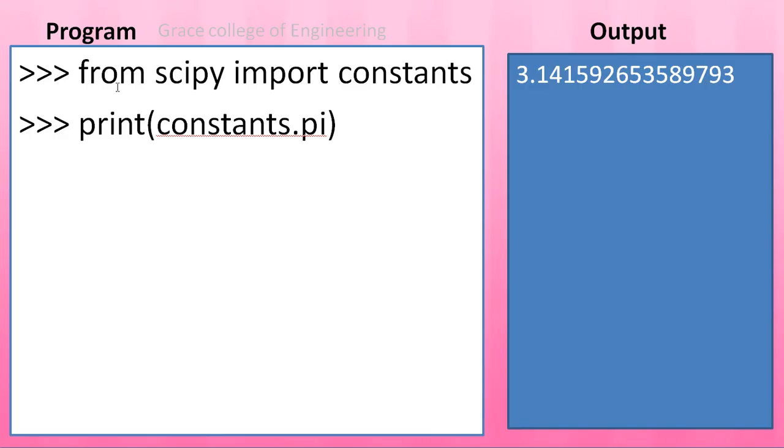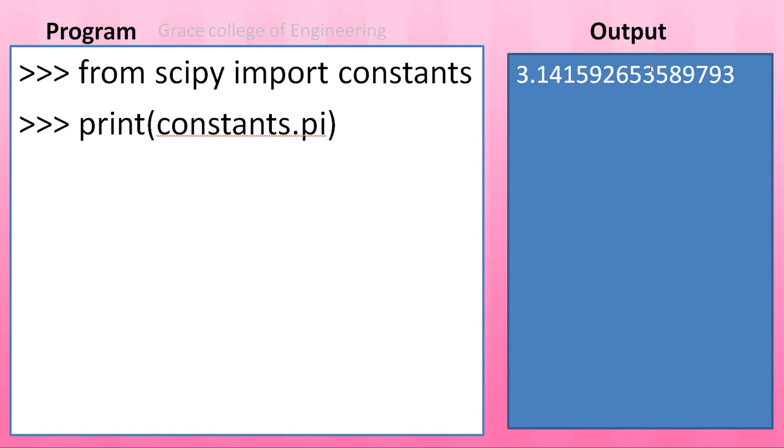Let's see the program. From the SciPy library, import constants. One particular module is imported. So here, next we print that module, constants dot pi, the built-in function is called. So the output is 3.14159, like that you will get the pi value.